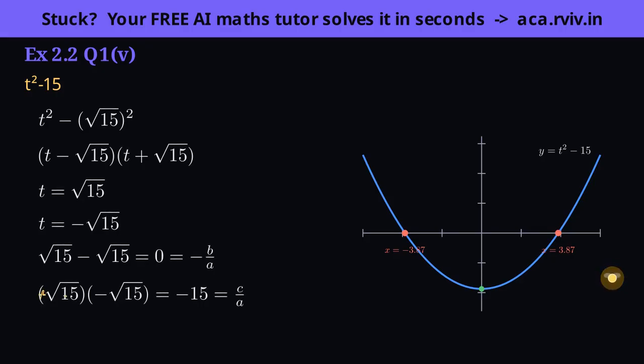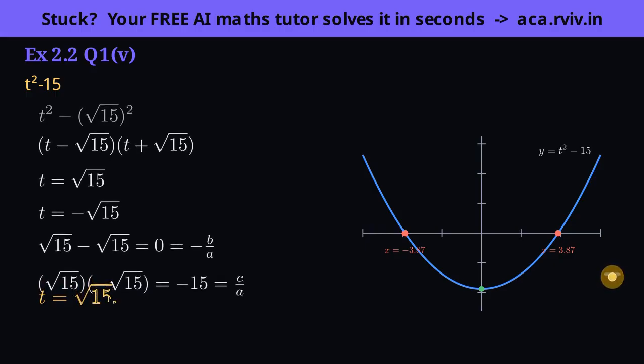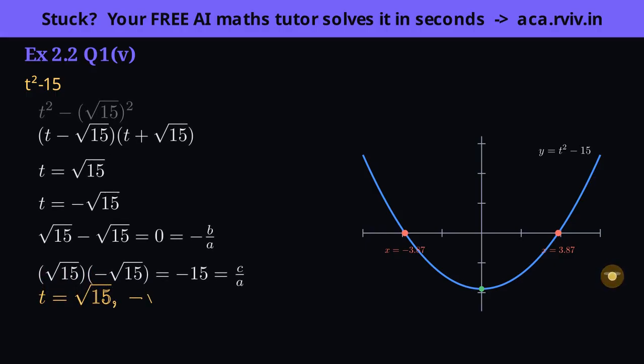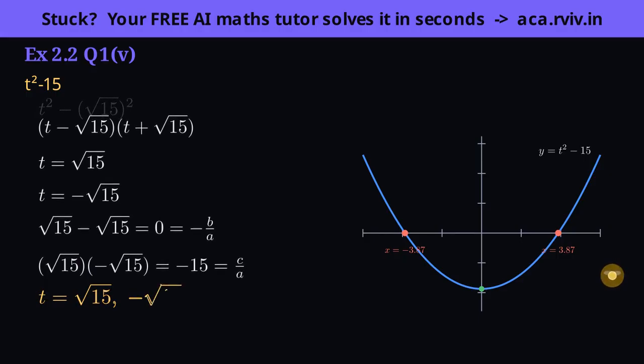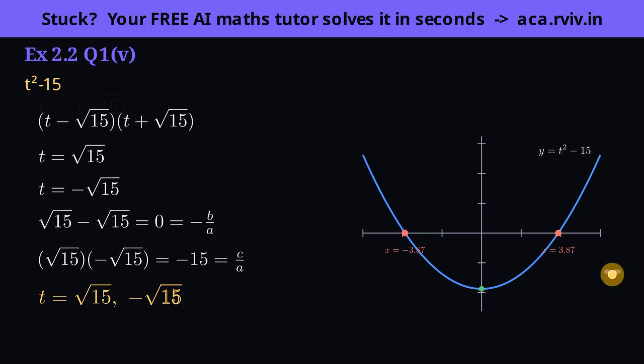Takeaway: t squared minus any positive number always factors into equal and opposite roots, plus and minus its square root. Because they're mirror images, their sum is always 0, which is just the missing middle term showing up again.